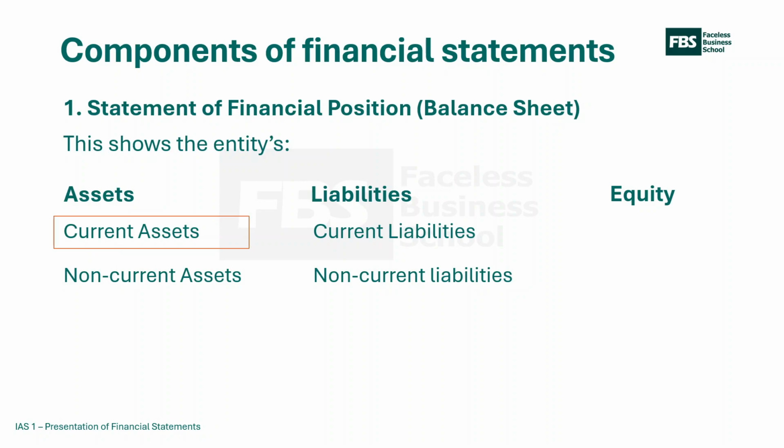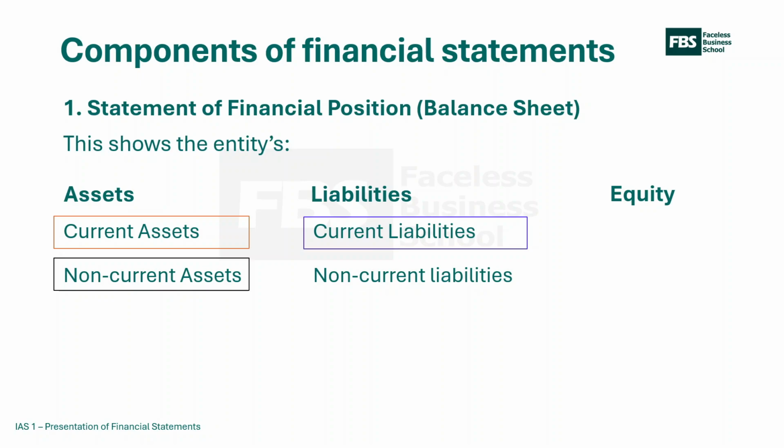We begin with current assets. Current assets are assets that are expected to be realized in the entity's normal operating cycle. They are held primarily for the purpose of trading and they are expected to be realized within 12 months after the reporting period. Examples of these include cash and cash equivalents, inventory, and accounts receivables. All other assets that do not meet this definition are considered non-current assets.